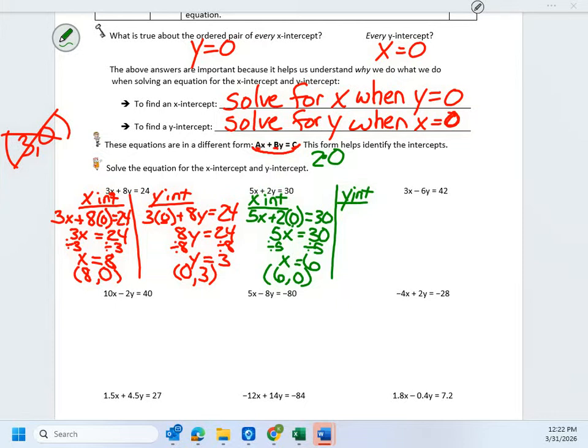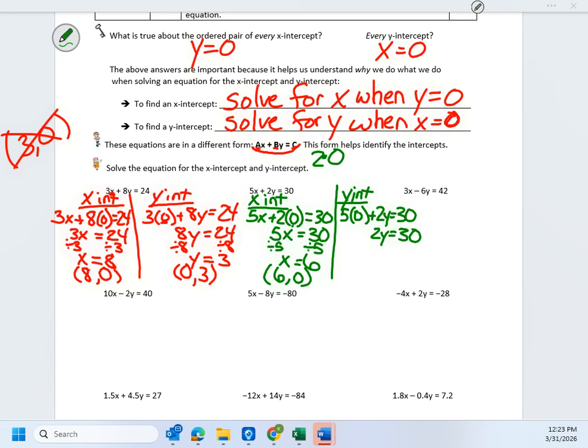Who can tell me what the equation will look like for the y-intercept? Holton: 5 times 0 plus 2y equals 30. What's my next step, Clara? Take 2 times y equals 30. Yeah, I don't need to have that 5 times 0 because that's going to be 0. So I'm going to take that off because I don't need to say 0 plus. So now I have 2y equals 30.